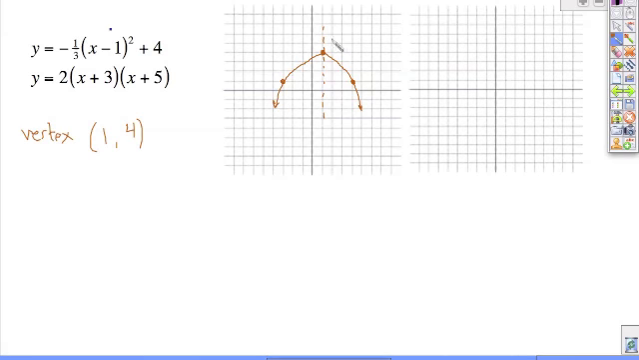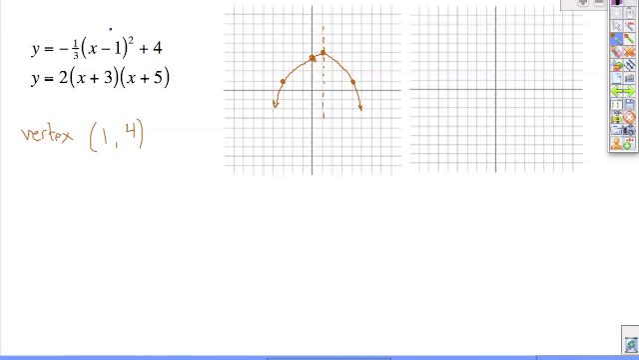We could also find the y-intercept point by plugging in x equals 0. It's going to be a fractional value, that's okay. We can also find the x-intercepts by setting y equal to 0, and then we could subtract 4, square root both sides, and so on. And those would probably end up being approximate values.